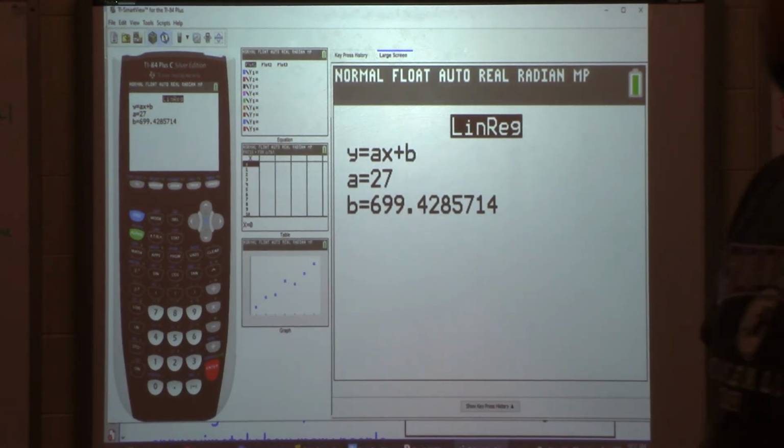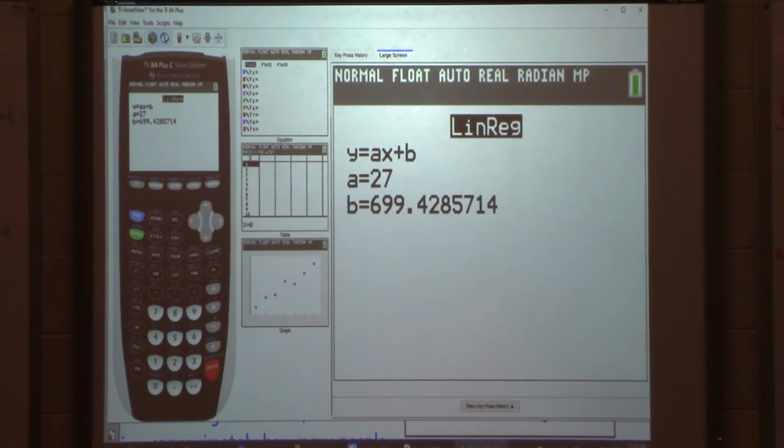Second 1 gives you L1, then comma, right next to it, right above 7. Then second 2 gives you L2. And the fourth one down should be linear regression. So you need to hit second 1, so you see L1 is there, comma, second L2, then hit enter.